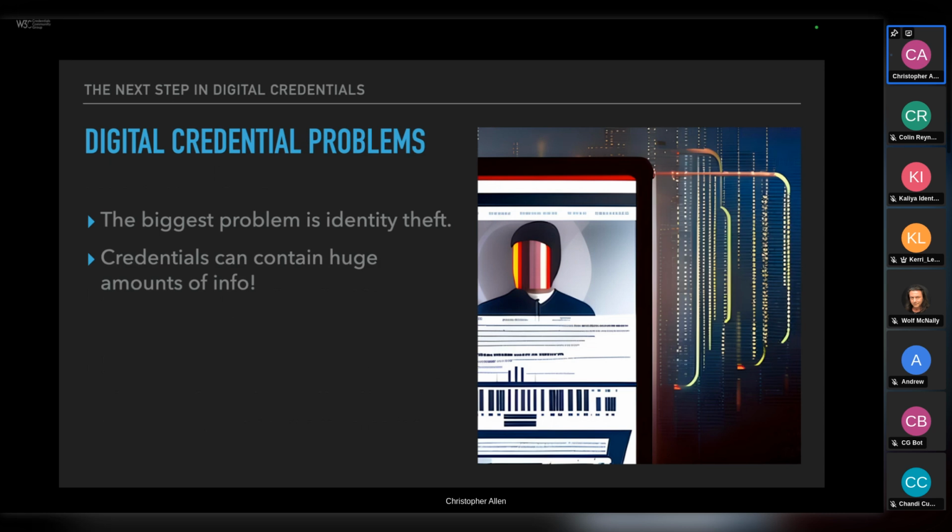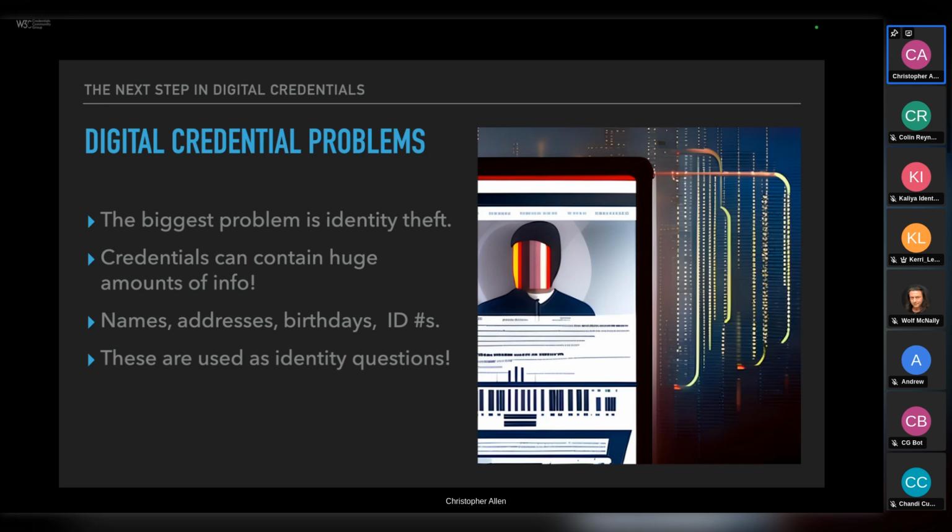And credentials, even educational credentials, contain a huge amount of info. And a lot of stuff is not properly boxed. So oftentimes you'll have personal identification issued to allow for authentication, which has really nothing to do with the credential data. So oftentimes in there will be things like birthdays, real names, various ID numbers. And these are often used by other parties as identity questions. But specific data can cause problems too.